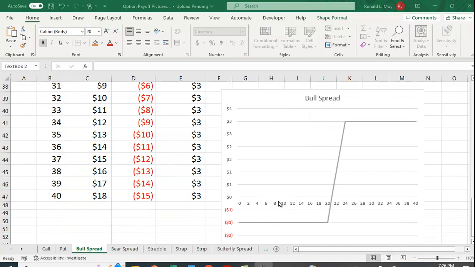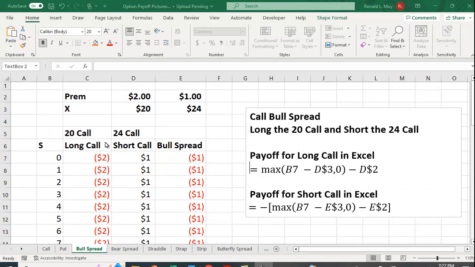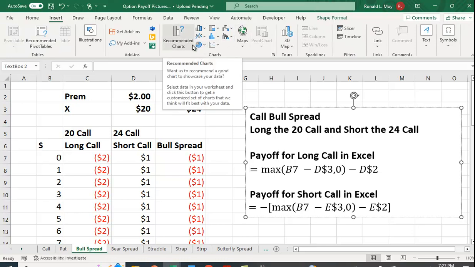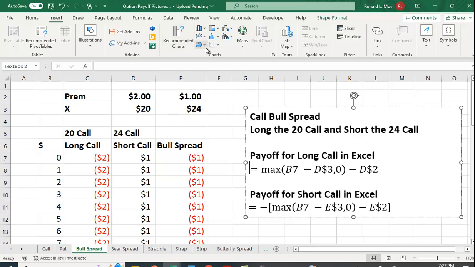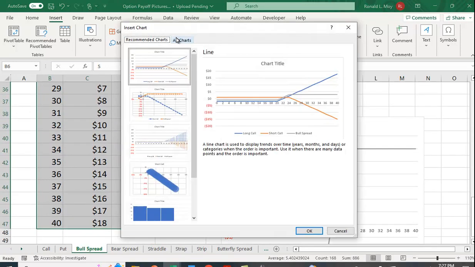The payoff looks like this. So what I've done to draw the graph is you can just highlight all of these, and then you can go into insert, and then you can choose the kind of graph it is. I usually choose recommended graph because I know how it's supposed to look, and sometimes I choose the wrong one here. If I highlight this and then I choose recommended, I want this one here. Now this has the long call, the short call, and the bull spread.